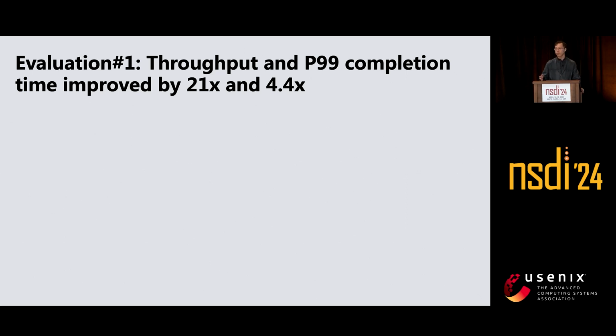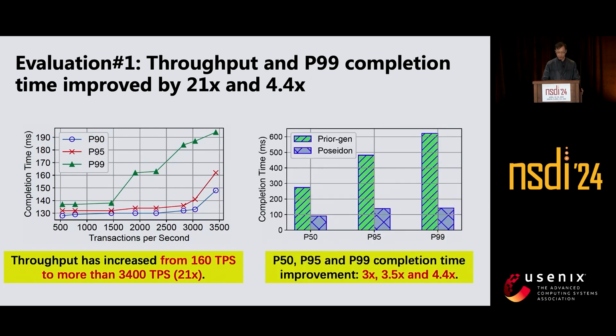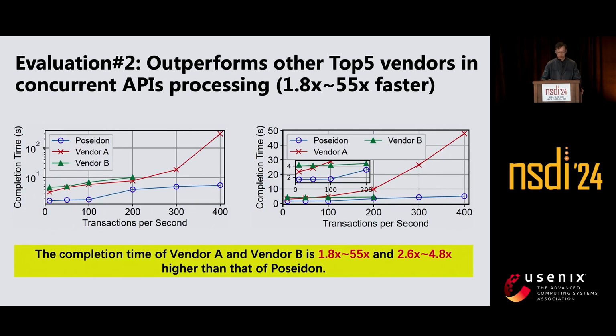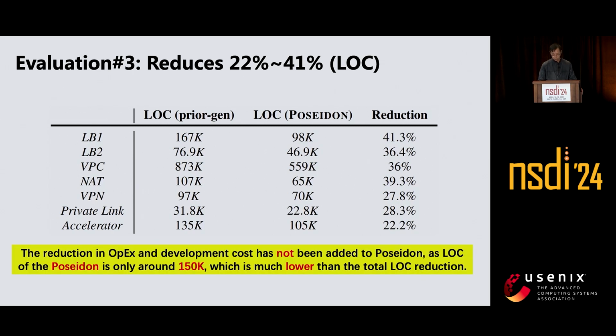This platform has been deployed in Alibaba Cloud for more than 3 years, and we have some evaluation. First of all, the throughput and the P99 completion time have improved by 21 times and 4.4 times. And we did some testbed comparison against the other top 5 vendors in concurrent API processing time. In the same benchmark in the test environment, we are 1.8 times to 55 times faster than the other top 5 vendors. We also reduced the lines of code a lot, at least 22%, and at the most 41%.